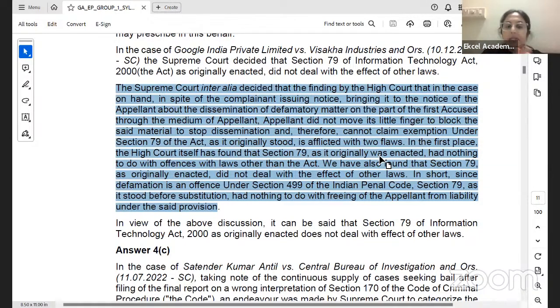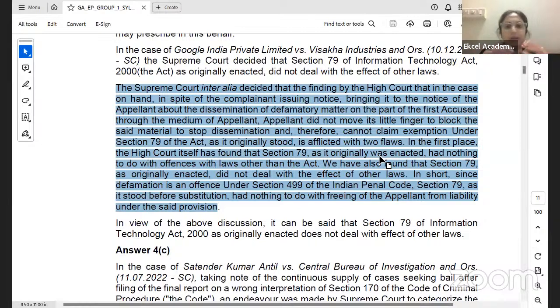What is that? See, mainly in this Google case, a person was insulted on the Google platform. We give reviews, no. So completely defamatory matter was published. Now they wanted to tell Google, see, this you have to remove. Some defamatory matter about us has been written. You have to delete it. But Google did not. That is what it says: the appellant did not move its little finger to block the said material.